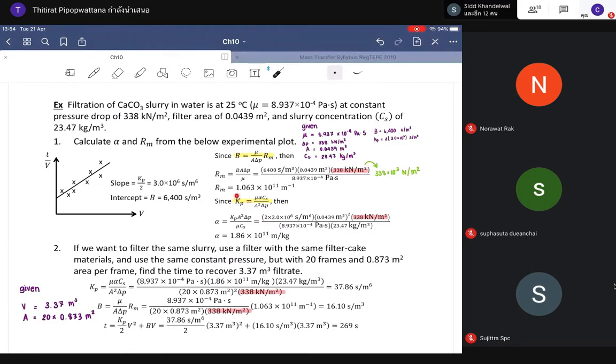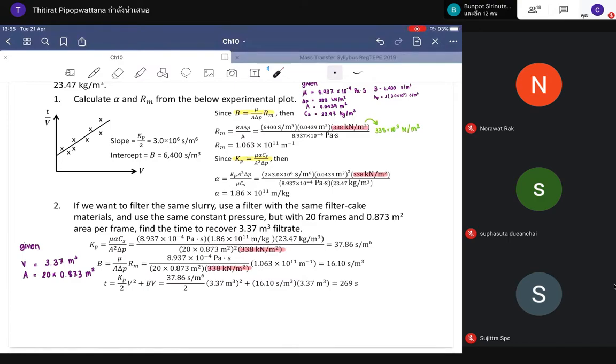But when you look at the graph, you need to look at it carefully because the slope is Kp over 2. So we need to move 2 to the other side to obtain the Kp. And also, the green letter that I wrote, don't forget that kilo is 10 to the power 3, so you can obtain the correct answers.